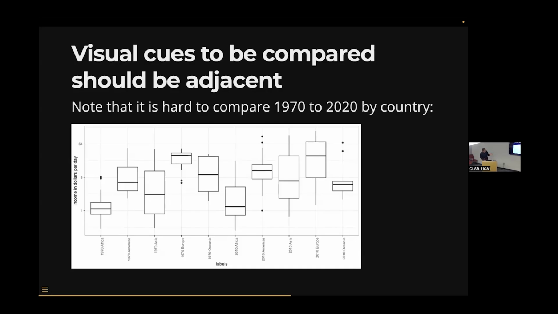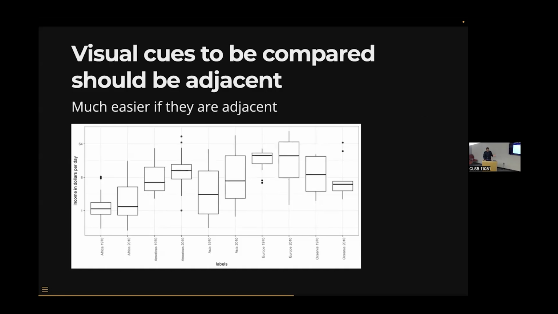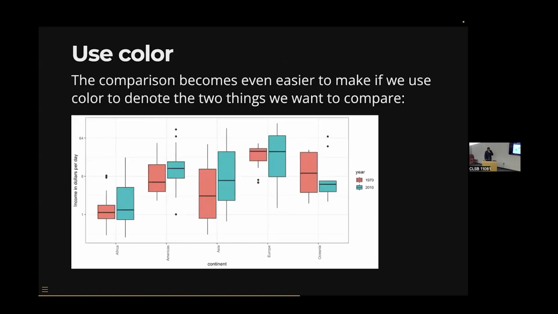It's there, you can do it, but it's not super easy. So all this talking just to say, put them next to each other. Okay? They're next to each other. Now you can see it now. And also, since we're comparing two things, you can make it very clear what those two things are by adding color. So this plot's much better than the first.